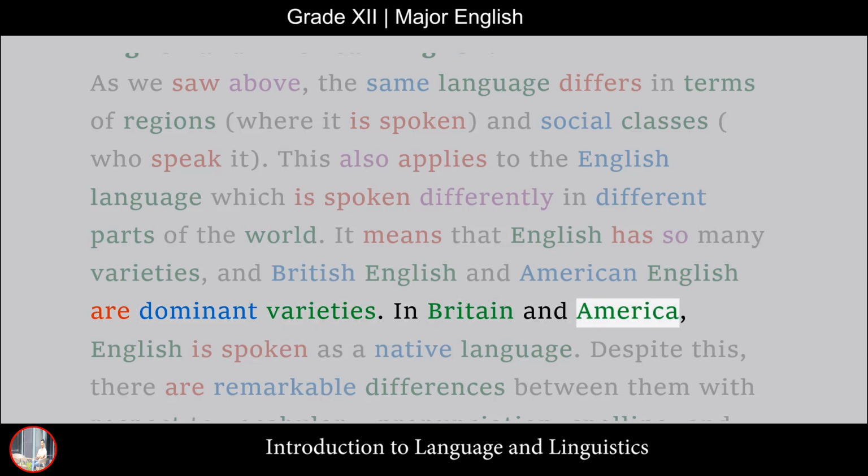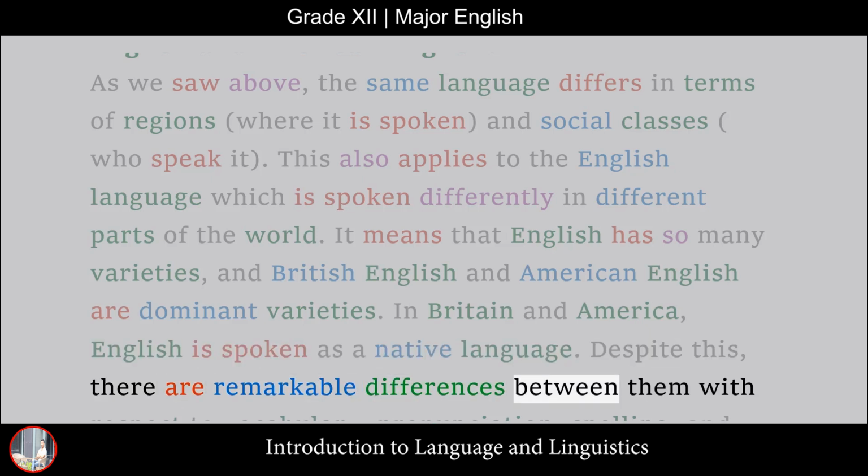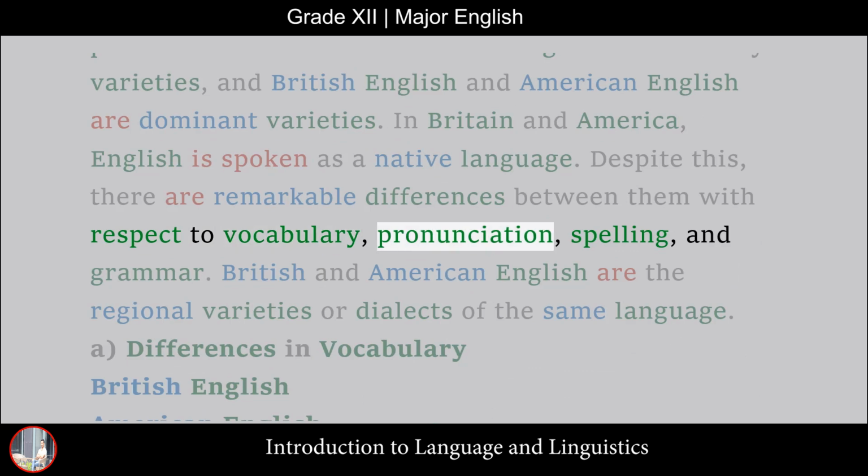In Britain and America, English is spoken as a native language. Despite this, there are remarkable differences between them with respect to vocabulary, pronunciation, spelling, and grammar. British and American English are the regional varieties or dialects of the same language.